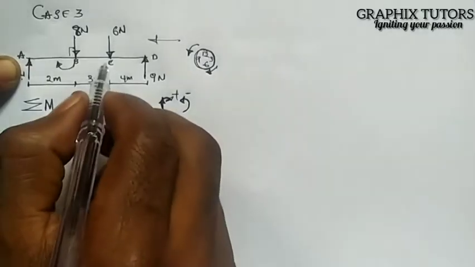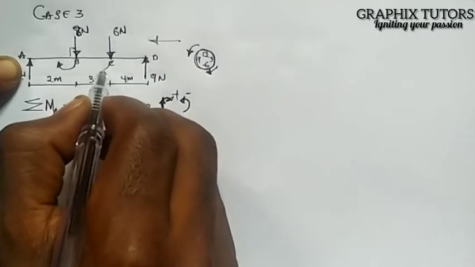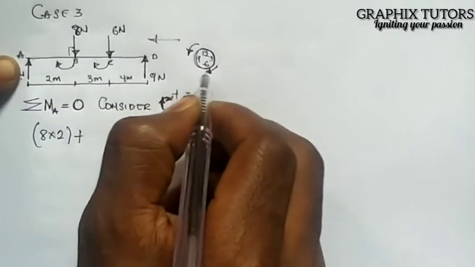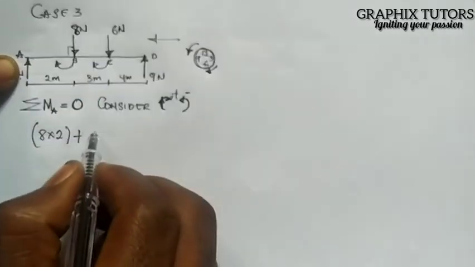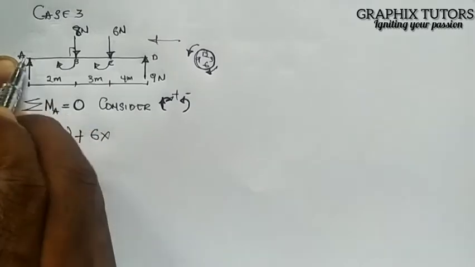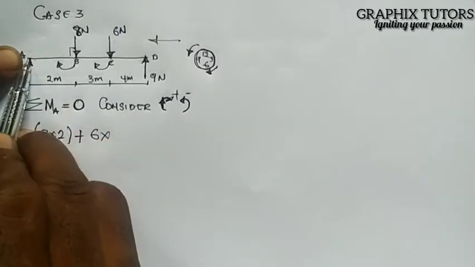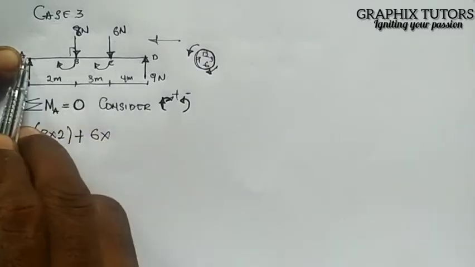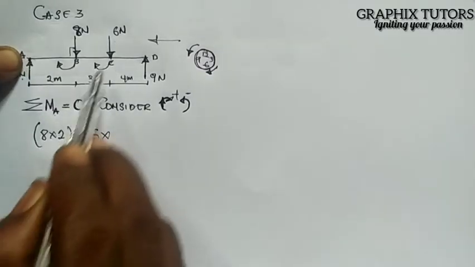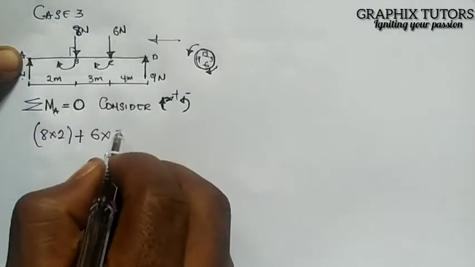Plus, this one too is also clockwise, positive. It will be 6 times the distance from where I took moment. So from here to here is what you multiply the 6 with. Where I took moment from is point A. It will be 6 times 5.